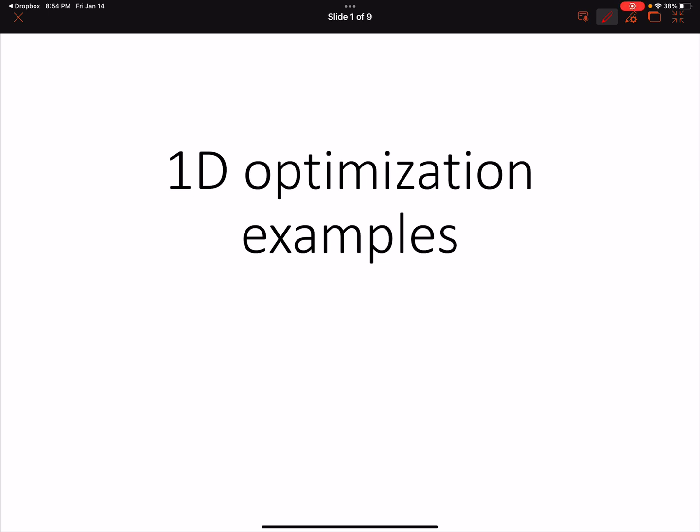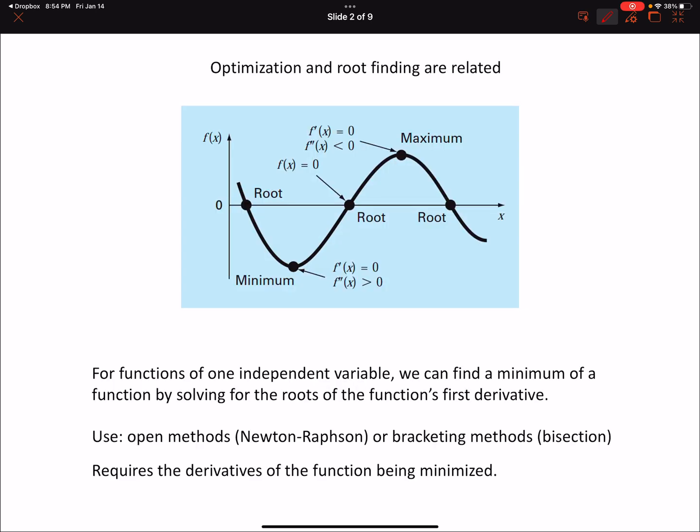So in this video, we're going to talk about 1D optimization examples. Just as a review, when we talk about optimization, we can refer to finding the minimum of the function or maximum of the function. Of course, before you start a problem, this is specified. The optimization techniques are generic, that if you know a procedure to find the minimum of a function, you can easily find its maximum as well by taking the negative of the function.